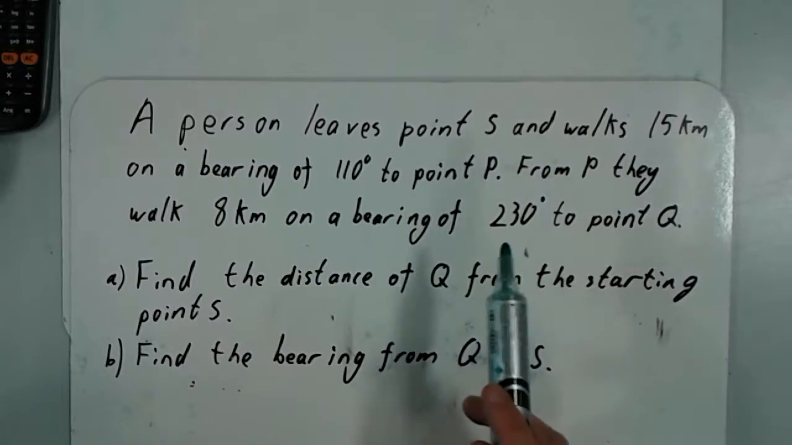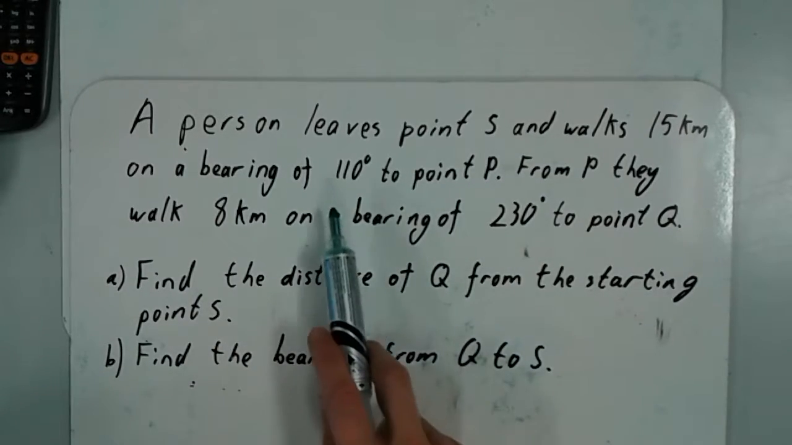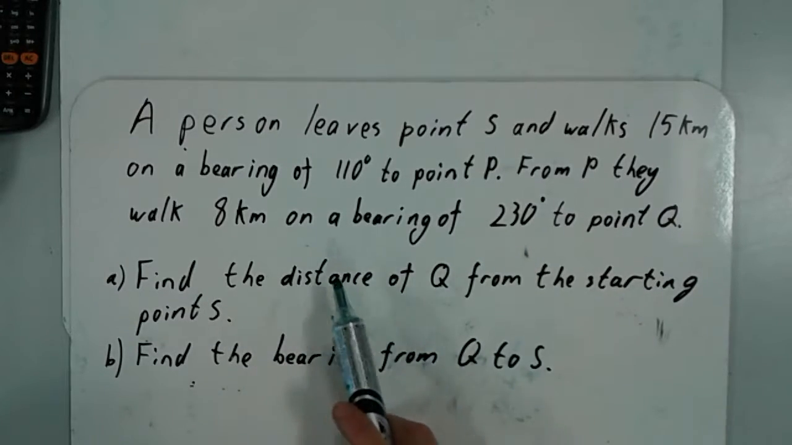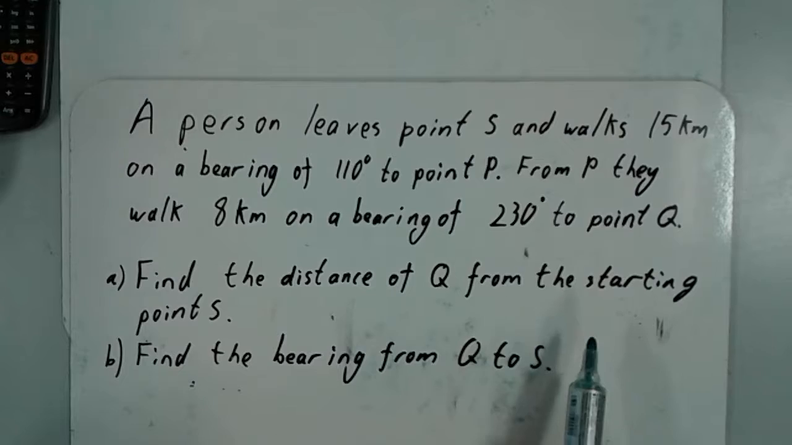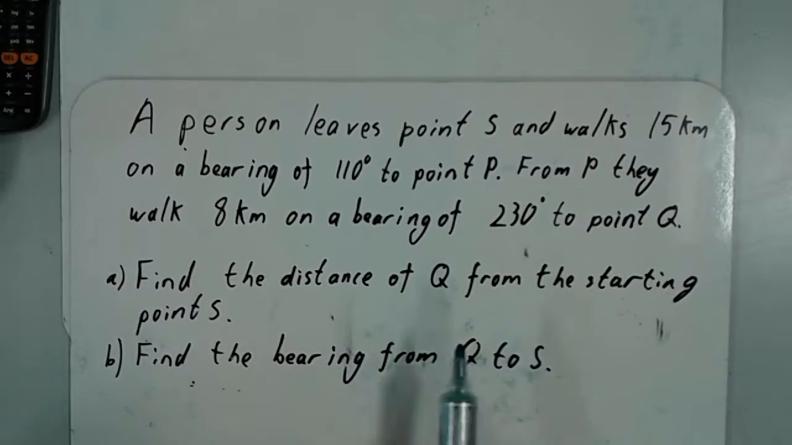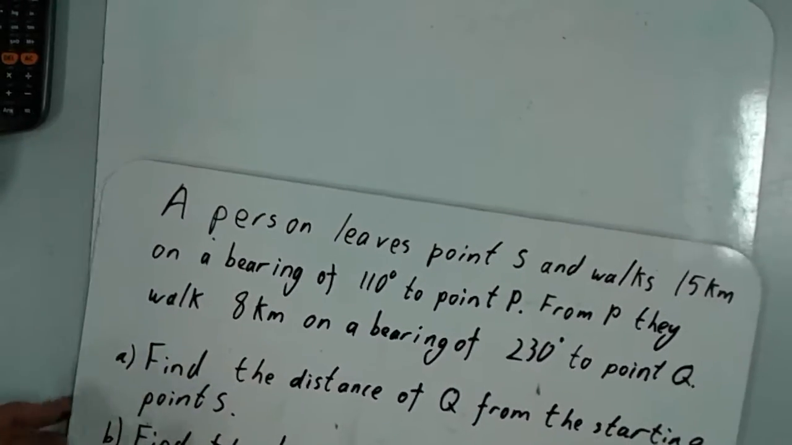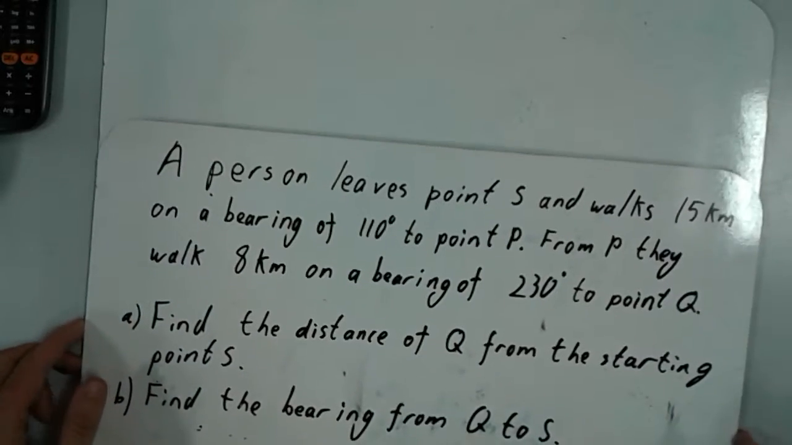A person leaves point S and walks 15 kilometres on a bearing of 110 degrees to point P. From P, they walk 8 kilometres on a bearing of 230 degrees to point Q. Find the distance of Q from the starting point S. Find the bearing from Q to S. Okay, so that's a lot of information. So let's put that into a sketch.